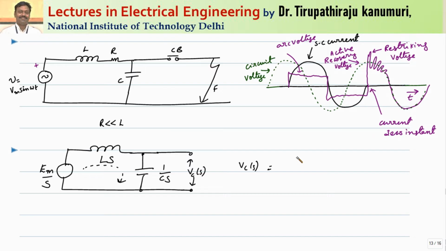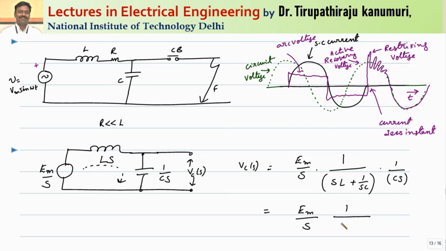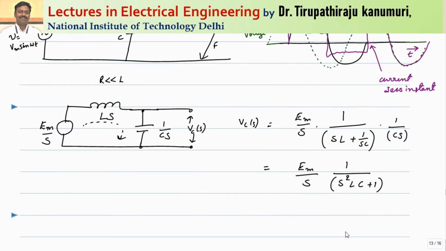Agree with me? So this I can calculate as Em divided by S, divided by the impedance. The impedance is a series LC circuit, so it will be equal to SL plus 1 by SC. That means voltage divided by impedance gives my current. This is multiplied by the impedance of your capacitor, which is 1 by CS. When you multiply, this gives the value of Vc(s). So I can simplify. This value will be equal to Em by S into 1 by (S squared LC plus 1). Agree with me? I have just simplified this.